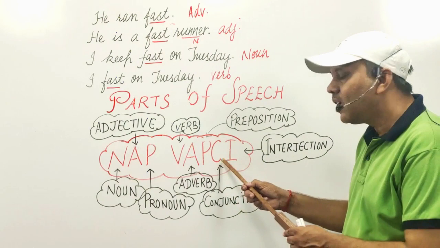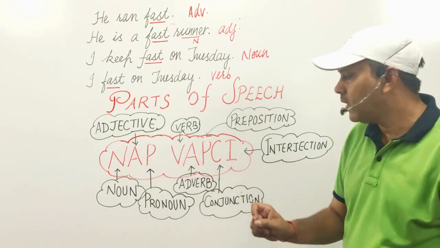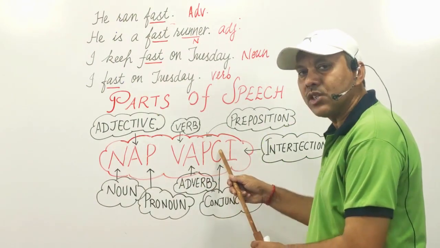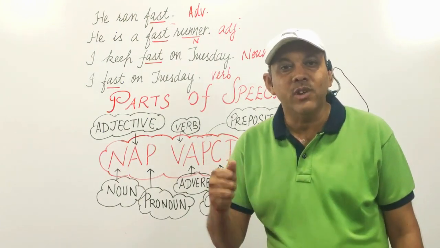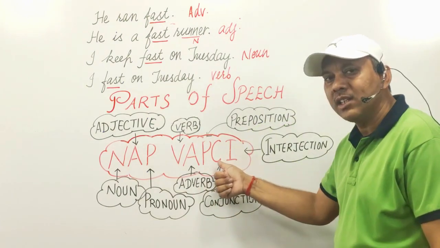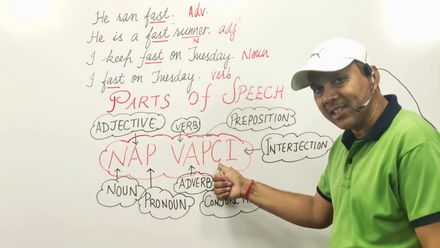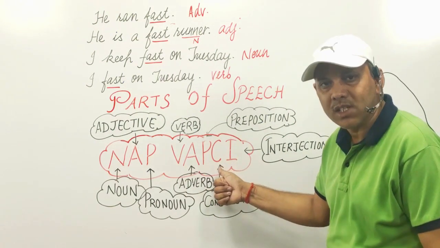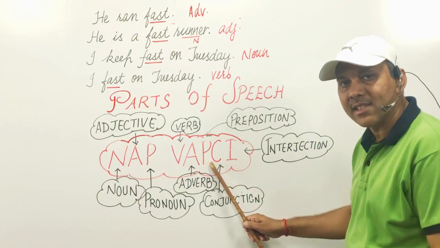And the next is conjunction. Conjunction is a very honest part of speech in the English language. And all the conjunctions are known as joining words. What do they join? They join word to word. They join phrases. They join sentences, or they join clauses. Words, phrases, clauses, and sentences.